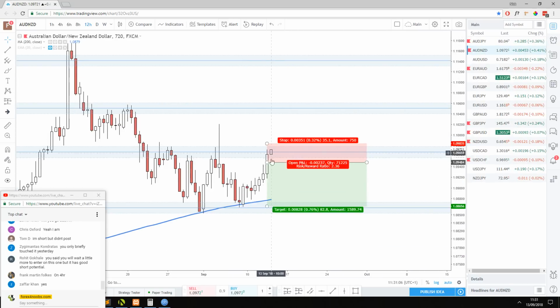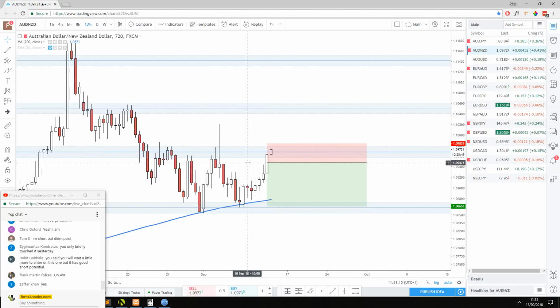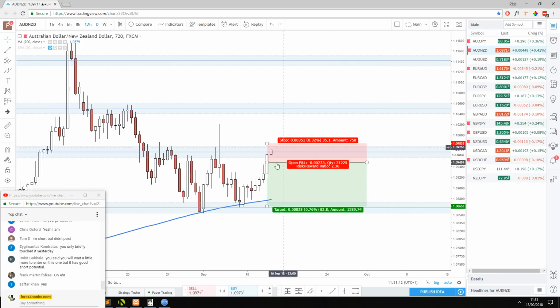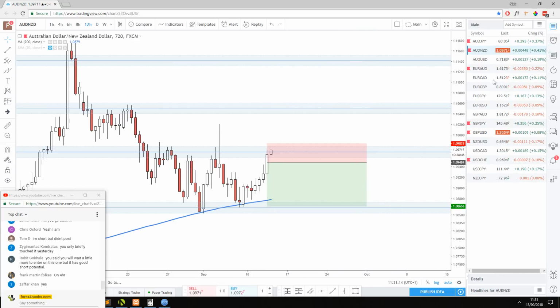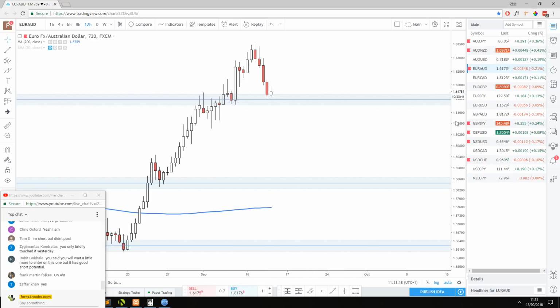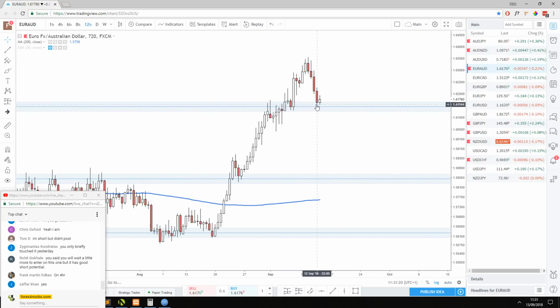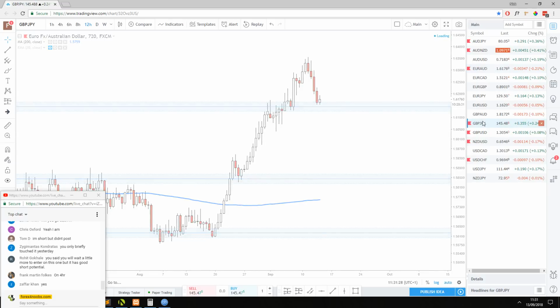AUD New Zealand stalling out on resistance, which is the top of a range. So there is potential for a trade here. Euro AUD stalling out on support. It's an overall bullish trend. Come back down, hit support. That's usually a good sign for a continuation. So we're looking for a potential long there.